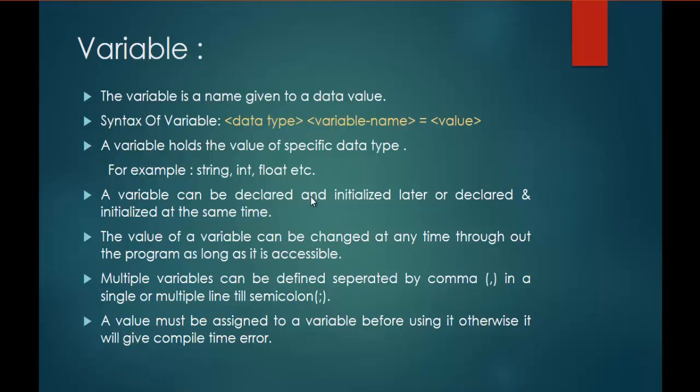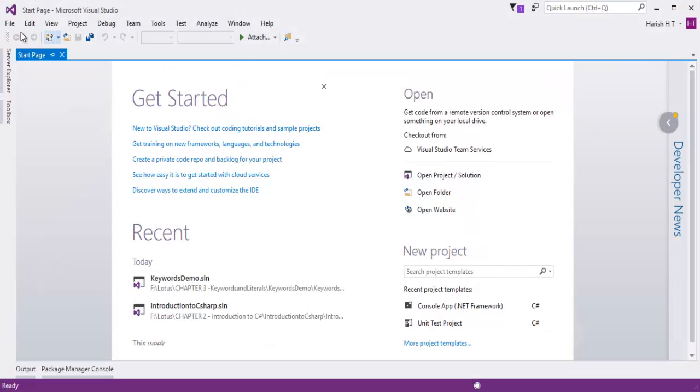A variable can be declared and initialized later, or declared and initialized at the same time. Now first let me show you how to declare a variable and how to assign the data type to it. It's very simple. Now let me jump into Visual Studio.